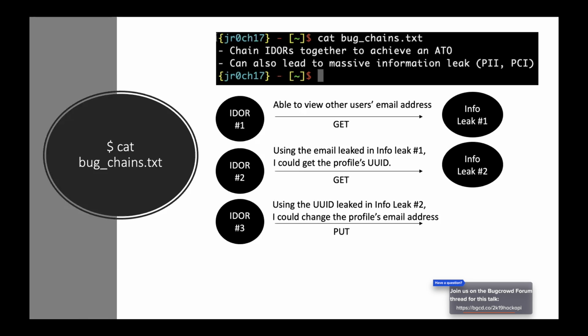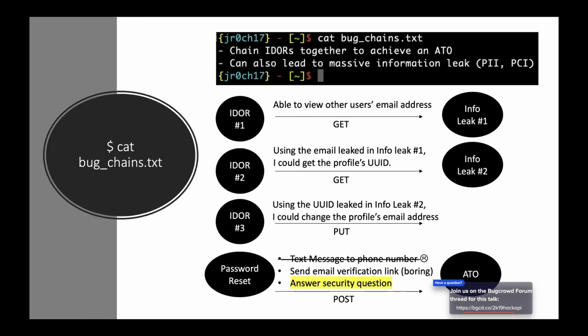And then the third one was a PUT, where by using their UUID, which I got from my second IDOR, I was able to change their email address. So I was one step closer to getting an account takeover. And then once that was done, I had 3 options for the account takeover. So a text message to phone number, or either send email verification link or answer security questions.